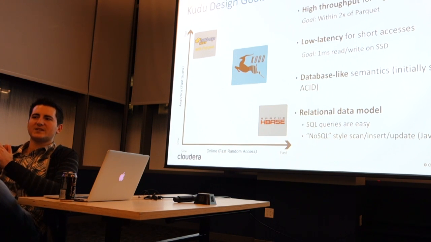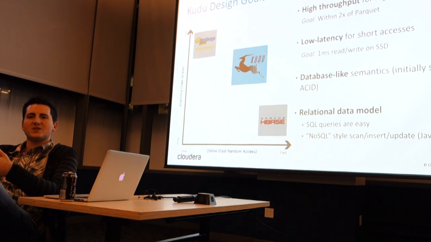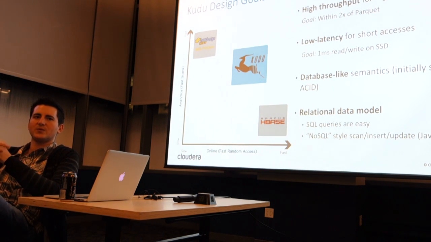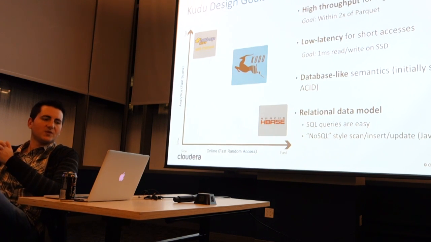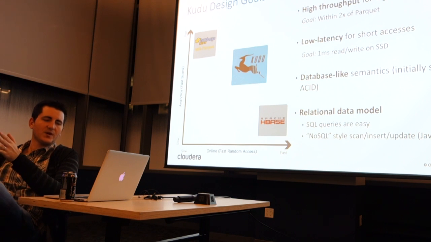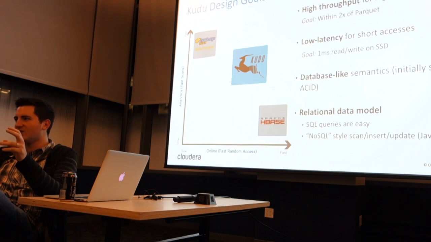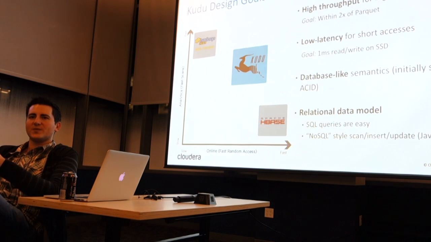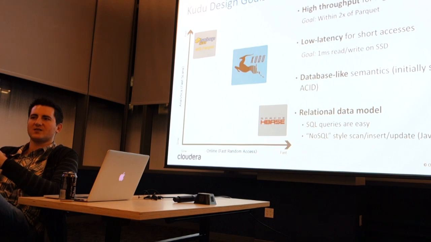We want database-like semantics, so we don't want yet another NoSQL database whose APIs you have to understand. We've all been through this so many times now. Let's just use something that people know: relational data models. If you want to do SQL queries, Kudu won't offer a SQL engine; it's a bring-your-own-SQL-engine kind of thing. SQL queries are made easy by its data model, but you can also do NoSQL-style access.